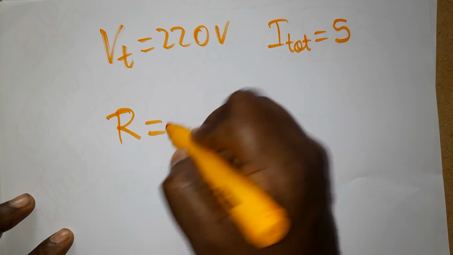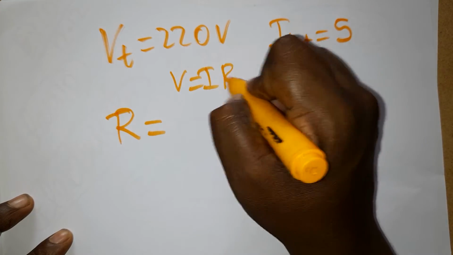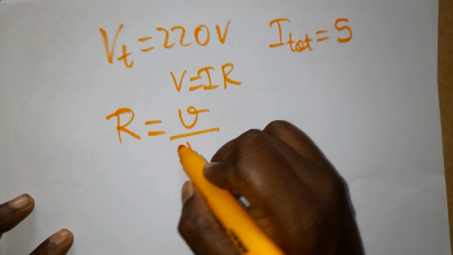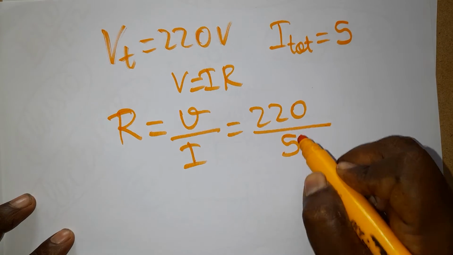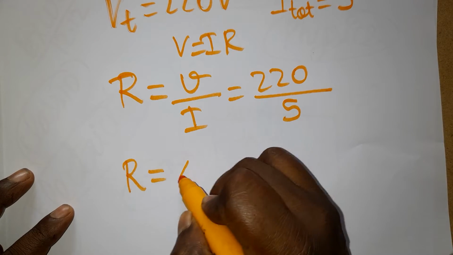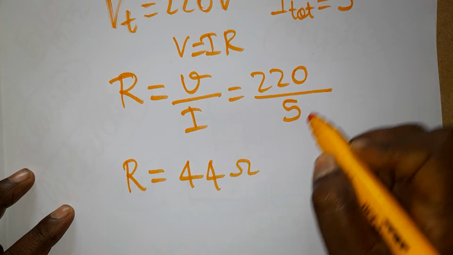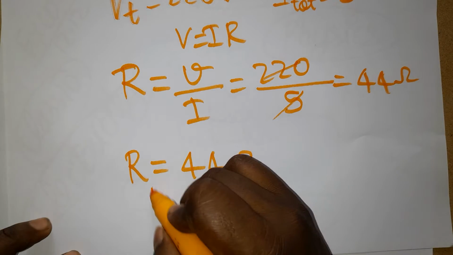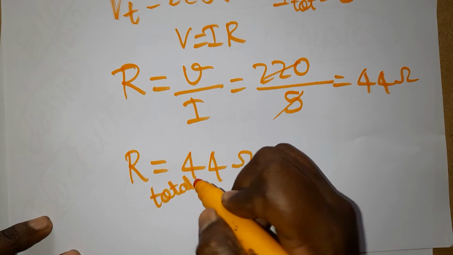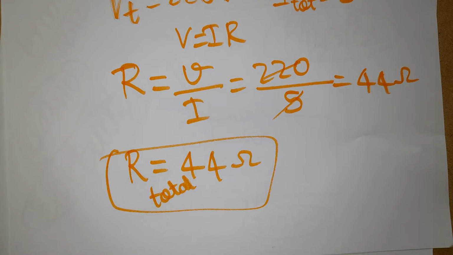Total resistance, according to Ohm's law, V is equal to IR, so R is equal to V by I. V is how much? 220. I is how much? 5. So the resistance of the circuit is 44 ohms. This gets cancelled, so we have 44 ohms. This is called total resistance. We found the total resistance; what about the individual resistance? That also we should find.